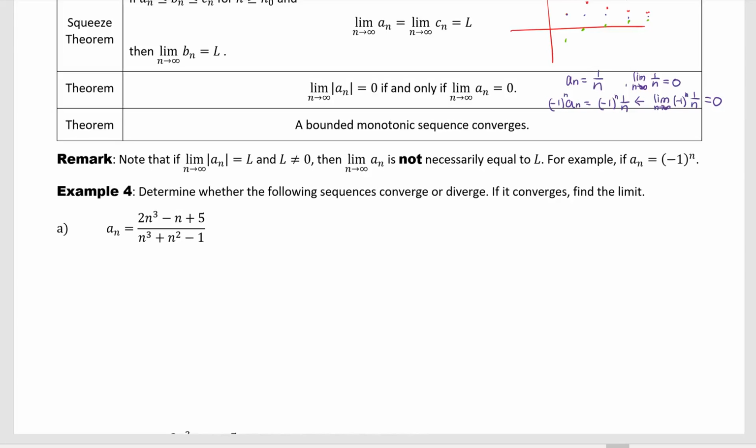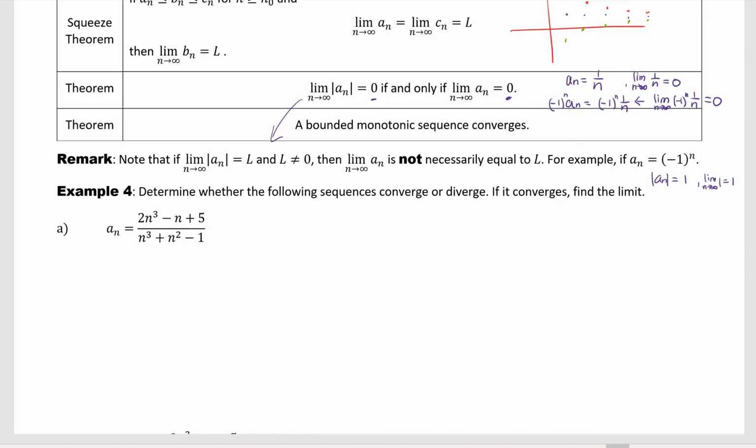And with this theorem, you have to be very, very careful. This theorem is only true for zero. In general, let's look at the remark. If the limit of the absolute value of a sub n equals a number L, and that number is not 0, then the limit of the sequence is not necessarily equal to L. Think about this example. If you look at the absolute value of that, it would be just 1. And of course, the limit of 1 is 1. It has a limit.